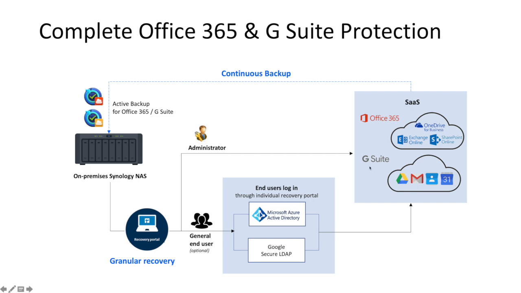So we've got our live workload in the cloud here with Office 365 or G Suite. Whatever documents it is, you've got that backing up directly to Active Backup for Office 365 or G Suite on your on-premise NAS. However, in the scenario where you've got to recover this data for whatever reason, we've got our recovery portal that gives you granular recovery, being able to restore and put back in place all of this data that you may have lost. This can obviously be done via the administrator dialing directly into the data, or the general end user that can log in and recover this data.